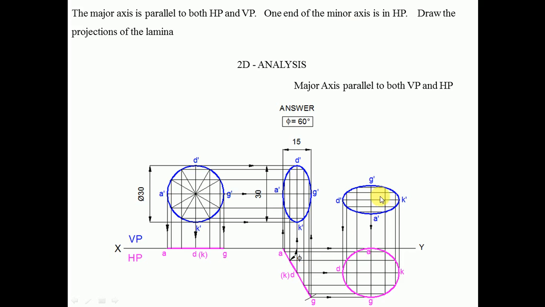Then you project this to the top view. Draw a vertical projector from A dash and G dash, and draw a horizontal projector from A and G to get these 2 points. Similarly draw a vertical projector from D dash and K dash, and draw a horizontal projector from D and K to get these 2 points. Once you get this, draw a vertical projector from this one and also from this one. These 2 points are here. You project from here and you are going to get these 2 points, and also from these 2 points you are going to get these 4 points.